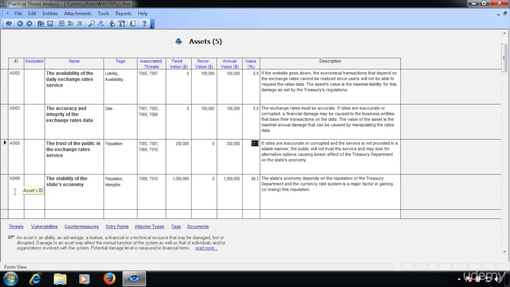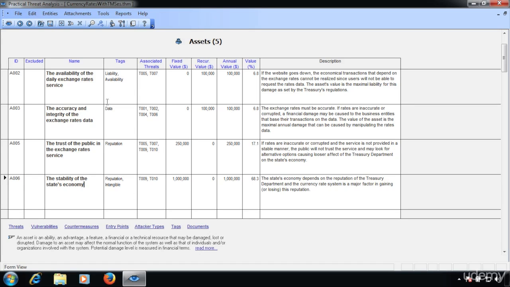So we have 6 assets. Stability of the state's economy. Now, this is intangible and linked to also another type of reputation. 2 threats are associated with it, and the value actually is around $1 million, and the annual is often going to be the same. This is the highest asset we have. Now, this is not controlled by us, but it affects our company heavily.